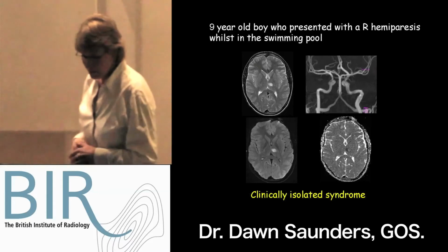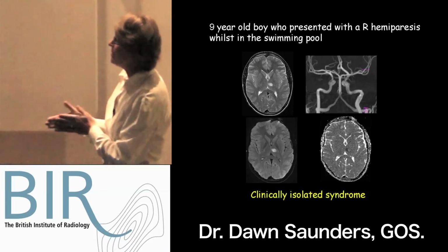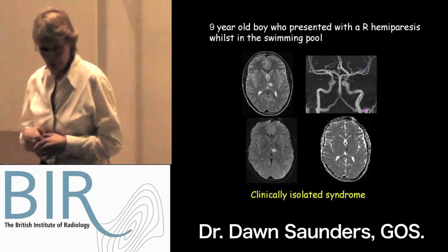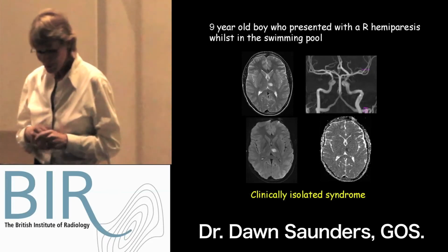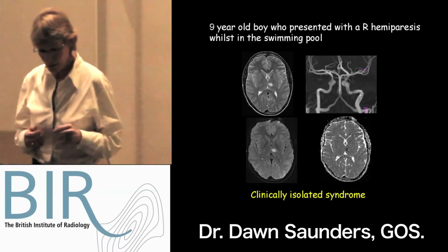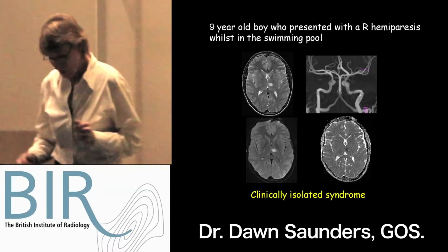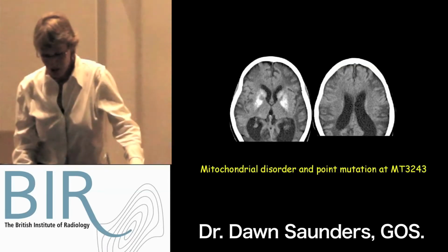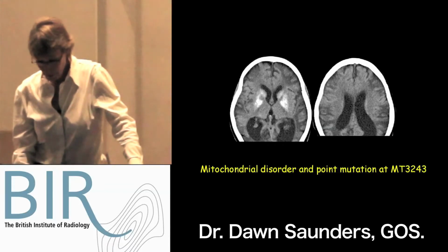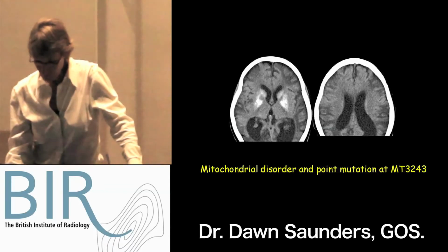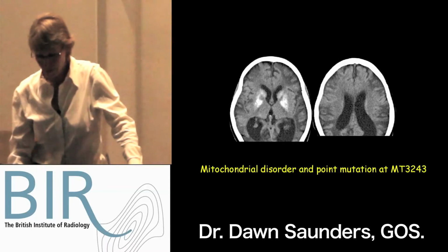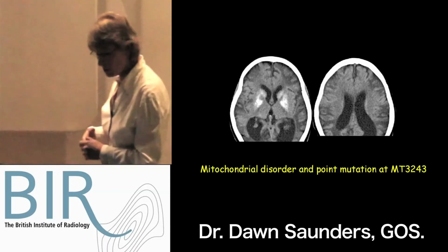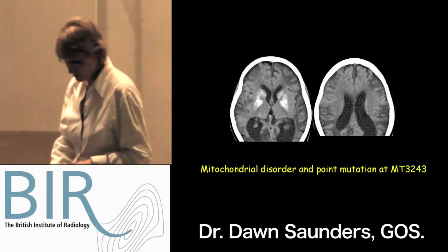This is another case, a child who developed right hemiparesis whilst in a swimming pool, and the child was diagnosed as having a stroke. Radiologically, he had this basal ganglia lesion which has a bit of fluffy margins, which also on the ADC map has an area of free diffusion as well as restricted diffusion, which would be odd for a single stroke.